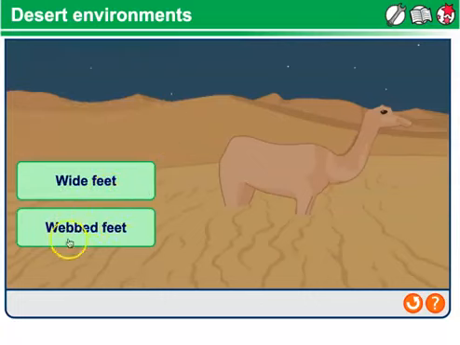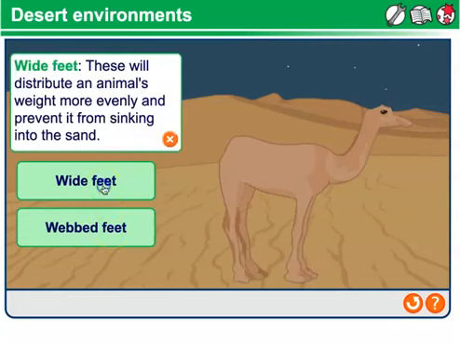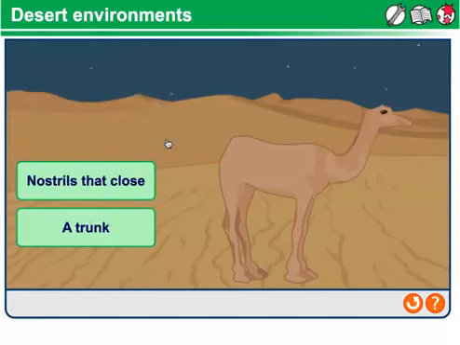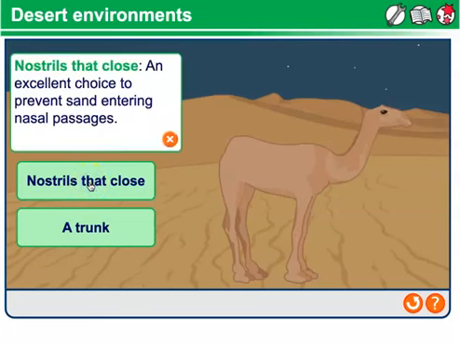I don't know that having web feet is going to be any advantage in this ecosystem, but having wide feet might. These will distribute an animal's weight more evenly and prevent it from sinking into the sand. I also think that it might be useful to have nostrils that close. This would prevent sand from entering the nostrils or nasal passages.